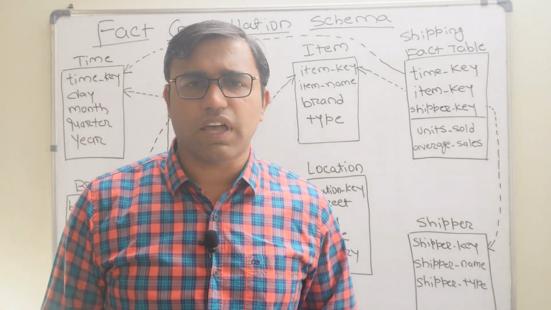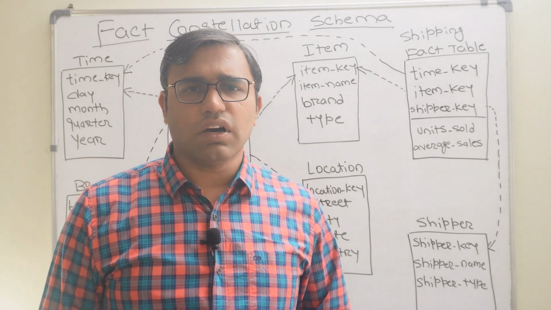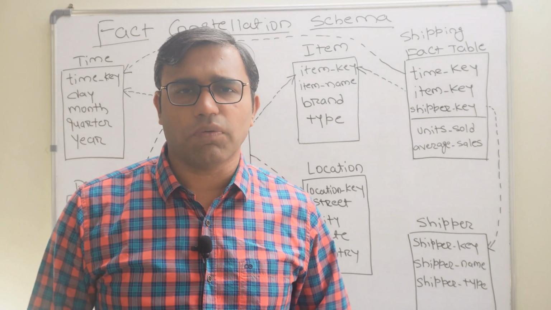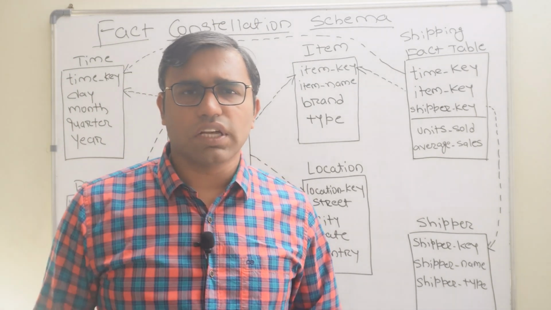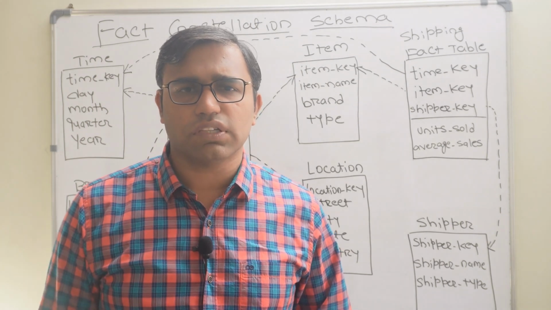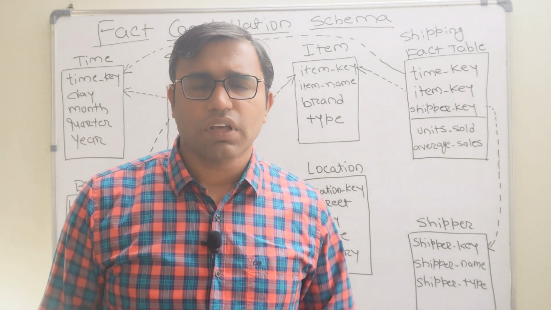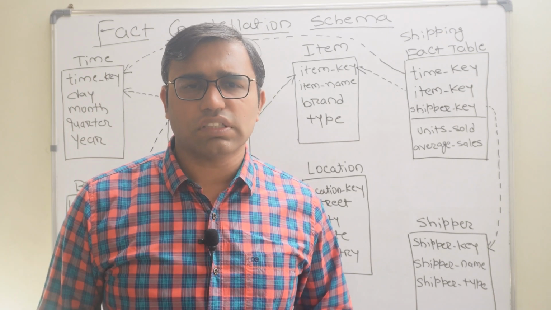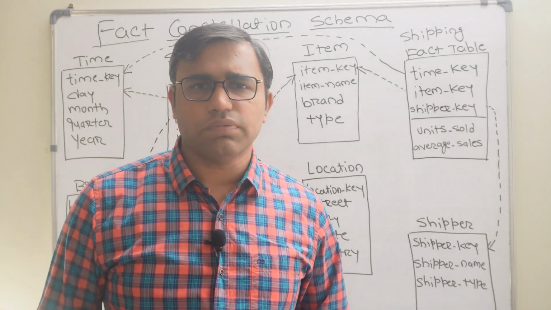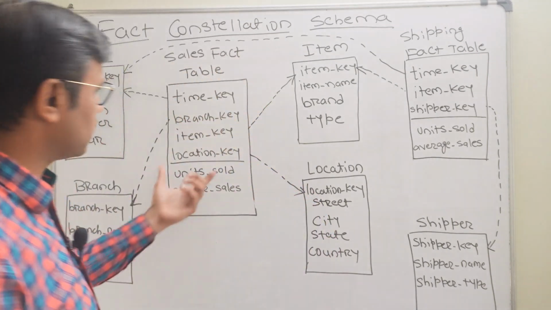Suppose there are too many dimension tables, then one fact table cannot accommodate the data of all the dimension tables. So there is a need for more than one fact table. To overcome this disadvantage, there is fact constellation schema. In fact constellation schema, there can be more than one fact table. So here is the example.